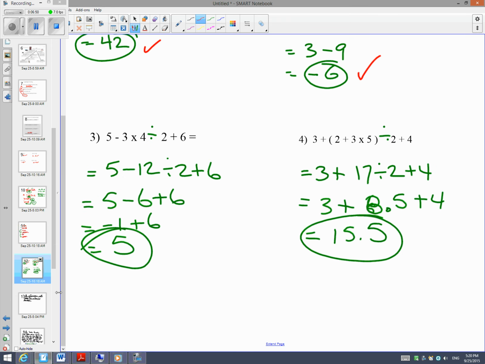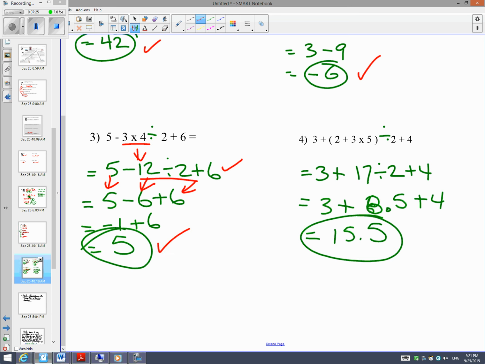In question number 3 here, we have a choice between subtraction, multiplication, division, and addition. Well, that multiplication happens first, so it leads us to this line here where 3 times 4 is 12, and everything else is copied down just like it is. Our next step is subtraction, division, or addition, so we're going to do the division part. So we copied the 5 down, 12 divided by 2 is 6, and that copies down to that. We end up with negative 1 plus 6, which gives us a total of 5.